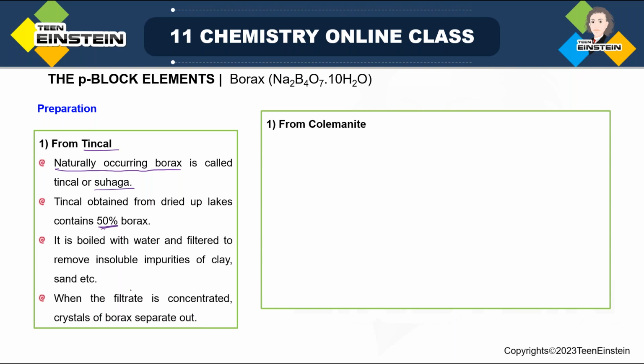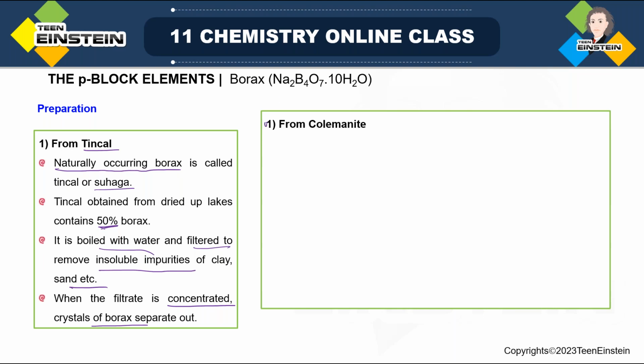So for this purification, what we do is tinkal is boiled with water and then it is filtered to remove the insoluble impurities of clay, sand, etc. So these are the impurities, because they are insoluble, we can do the filtration process, and after filtration, the filtrate part, if we concentrate it, there is appearance of crystals of borax. So in this way, from tinkal, which is naturally occurring borax, we can prepare borax.